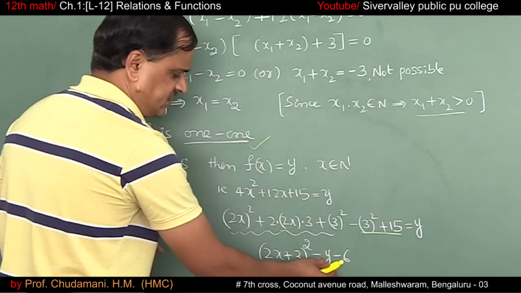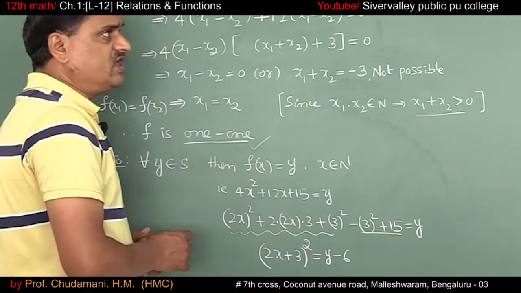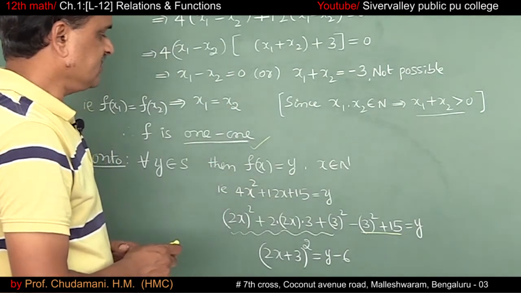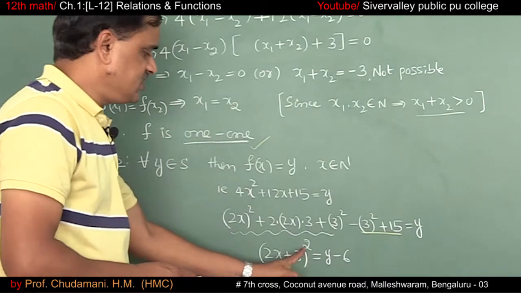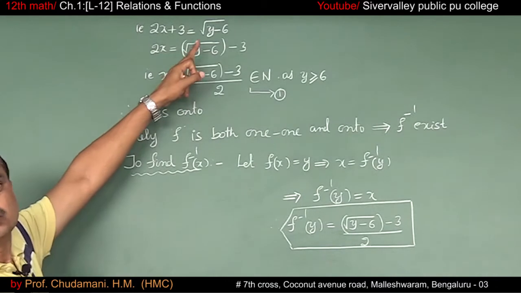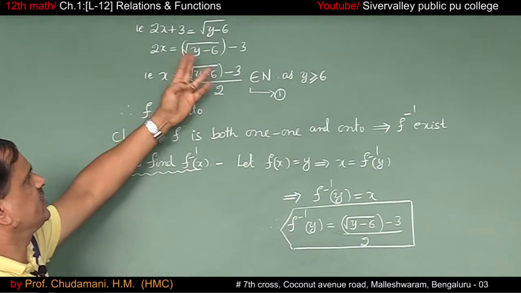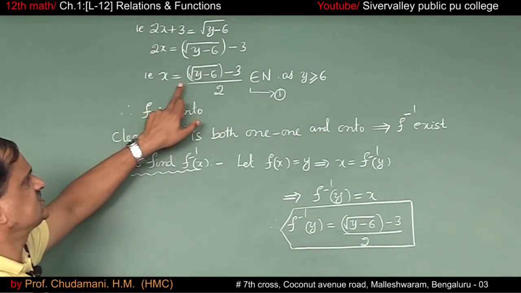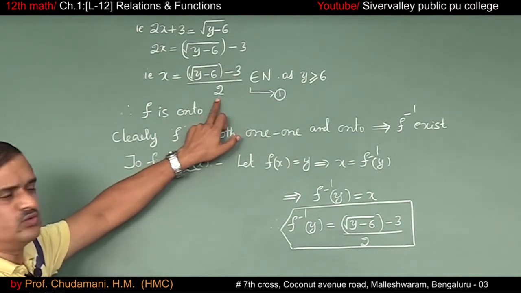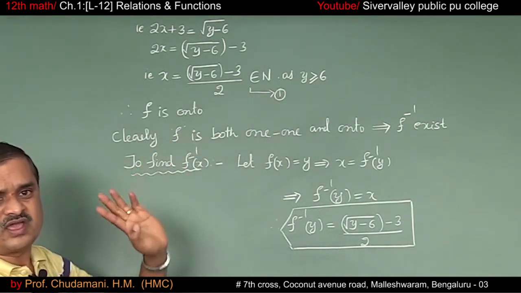Shift this to the other side: minus 6. 2x plus 3 the whole square is equal to y minus 6. So 2x plus 3 is equal to root of y minus 6. 2x is equal to root of y minus 6 minus 3. x is equal to root of y minus 6 minus 3, divided by 2. Clearly this belongs to natural number as y is greater than or equal to 6.